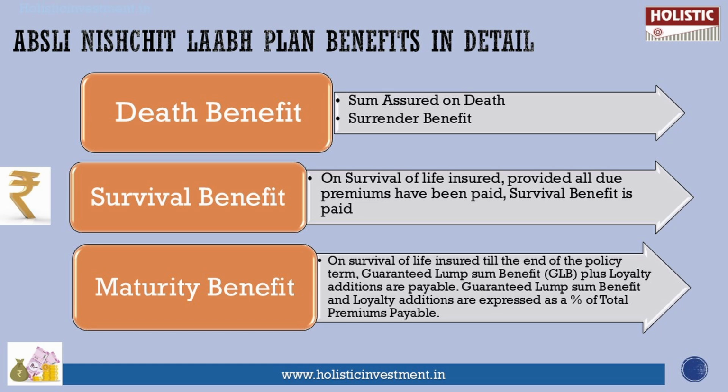If you have chosen the endowment and income with lump sum option, then your guaranteed lump sum benefit plus your loyalty additions are payable as the maturity benefit. This guaranteed lump sum benefit and loyalty additions are expressed as a percentage of your total premiums which have been paid. And if you have chosen the money back option, then there is no such maturity benefit available. So these are the benefits available under this policy.